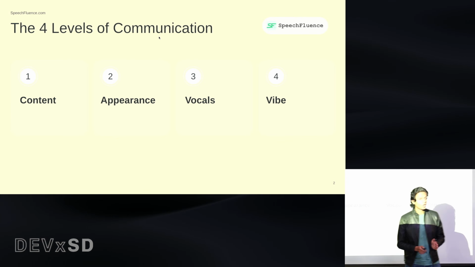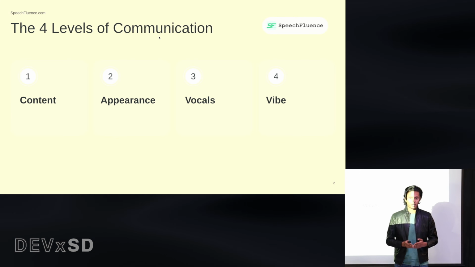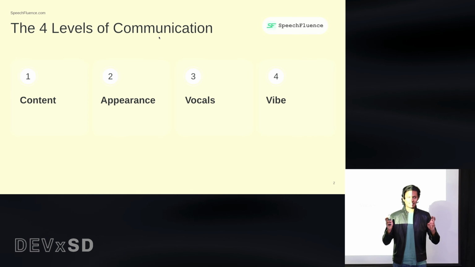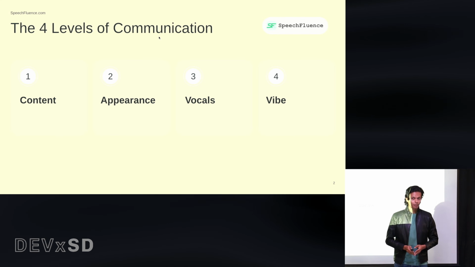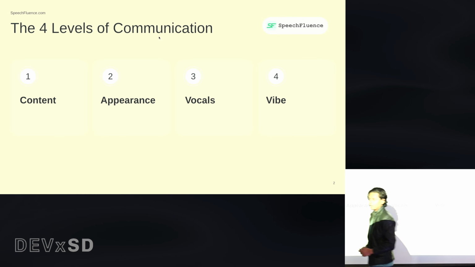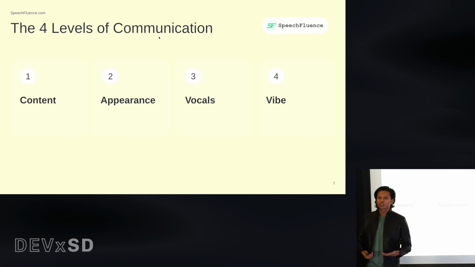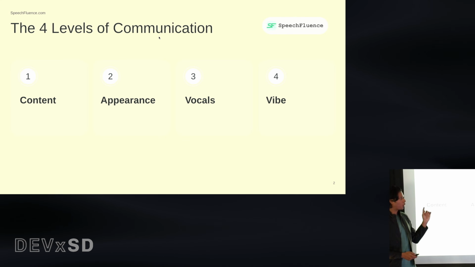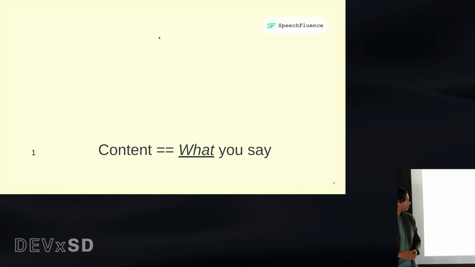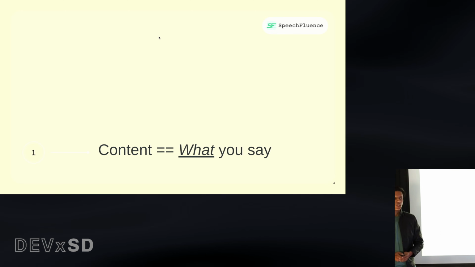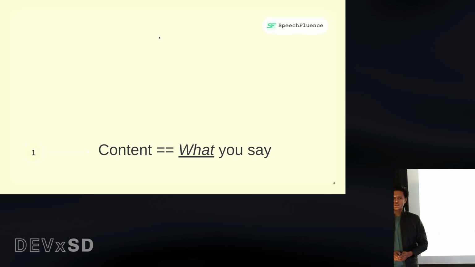By the end of this talk, you will know how to structure your speaks, how to communicate effectively. You're not going to be an effective communicator in the next 5 minutes, but at least you'll know the structure, at least you'll know the logic of what to do with these 4 levels. Level 1 is content. Content is what you say, the words, the phrases, the paragraphs that you use in your speeches.